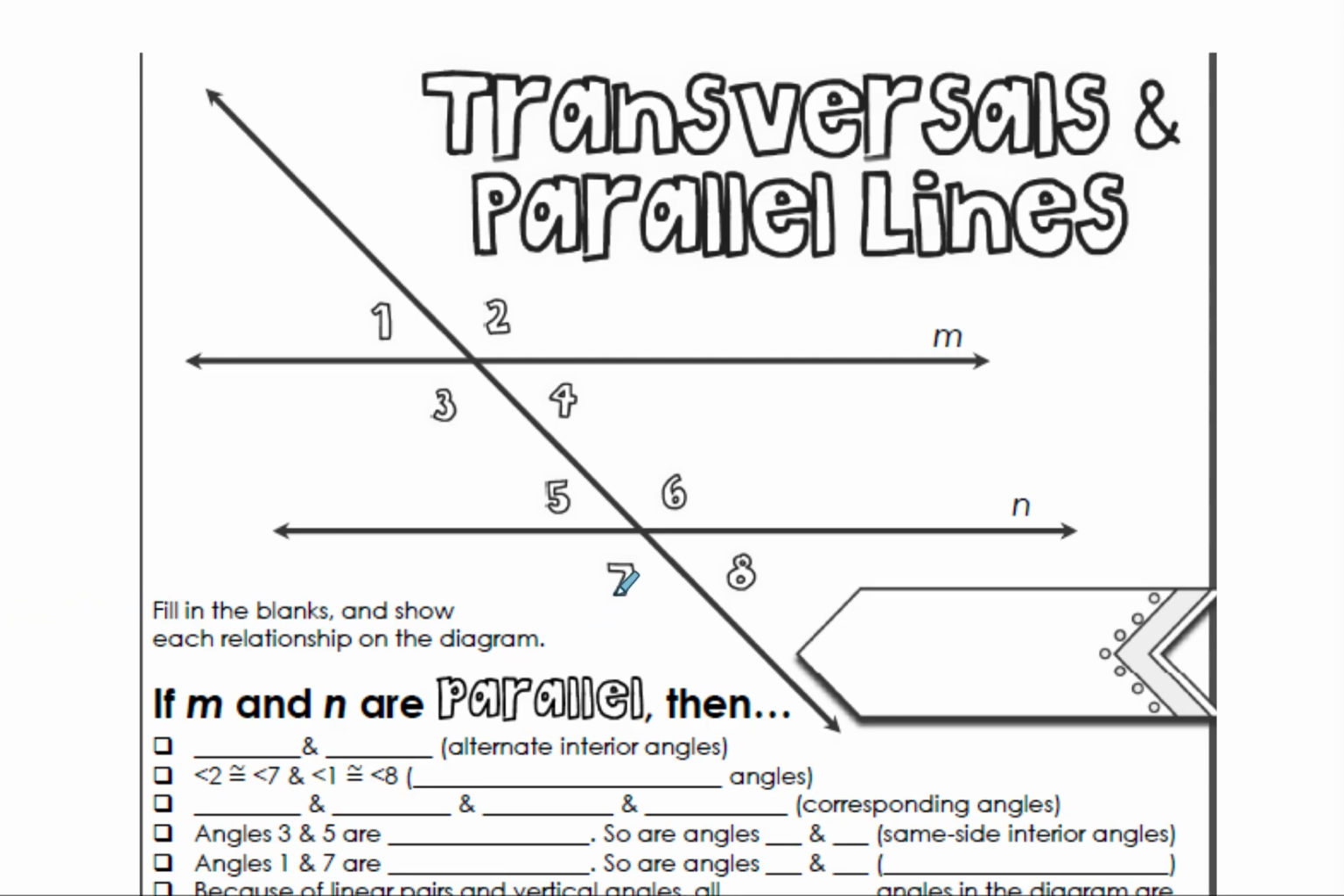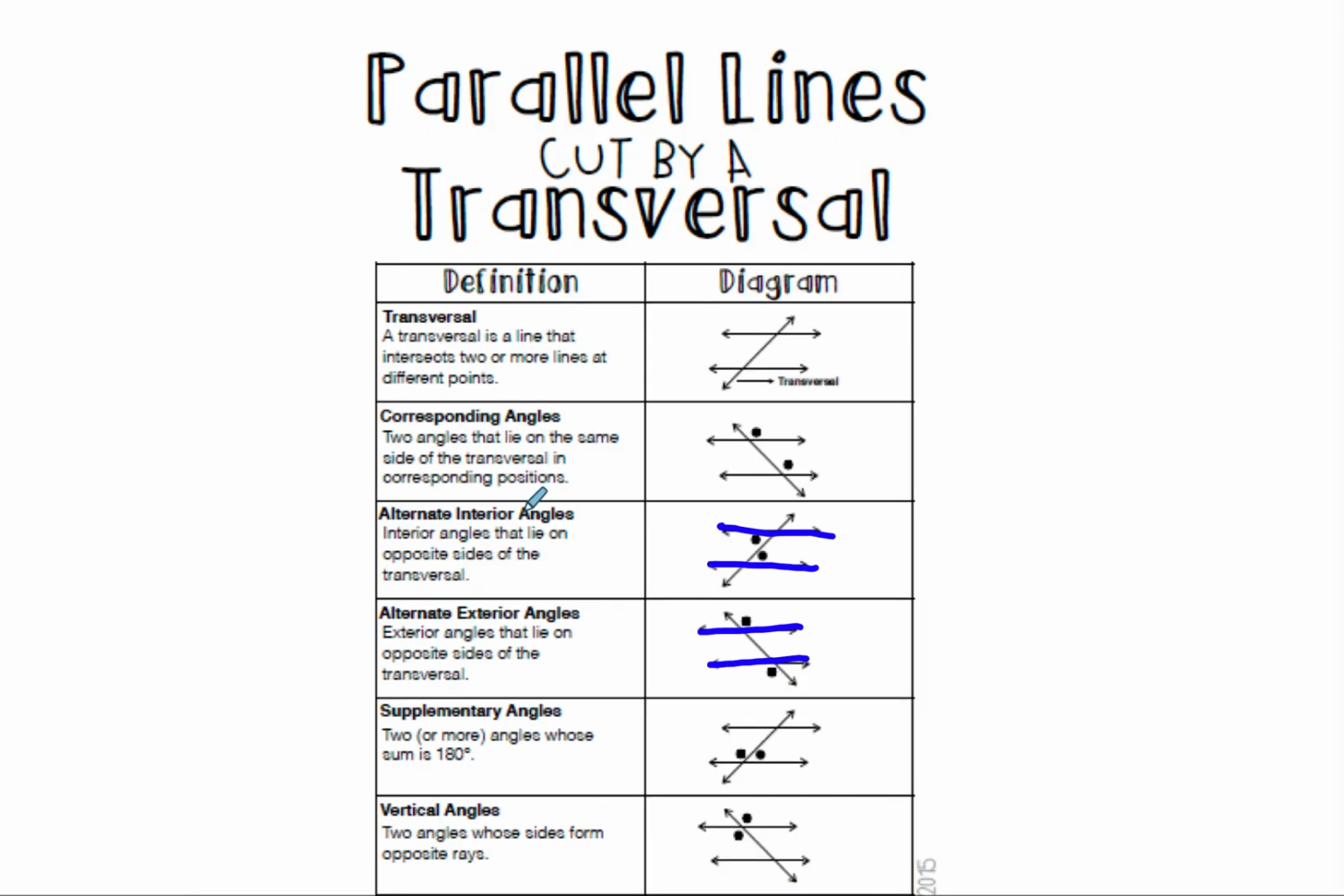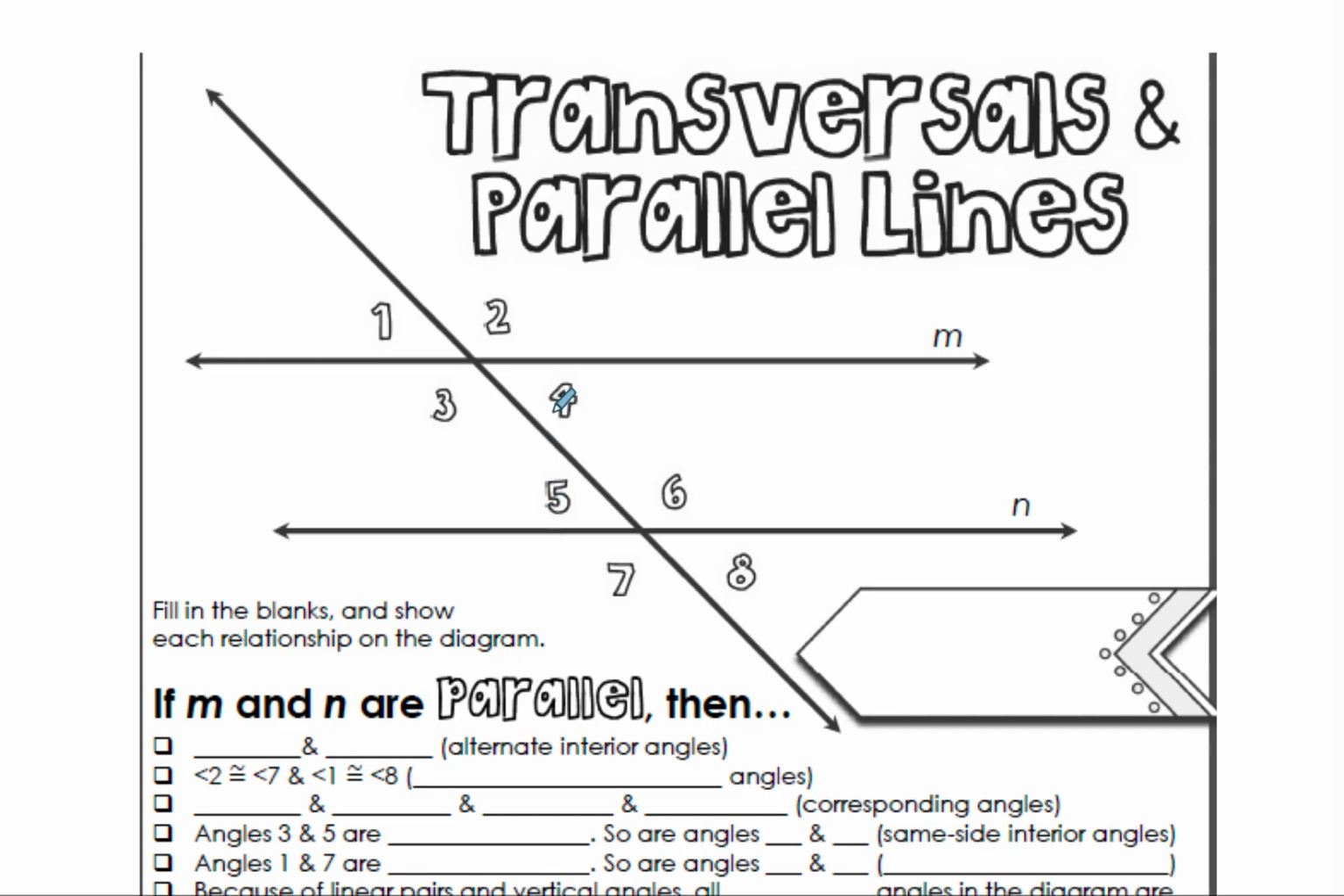Okay, so let's go ahead and take a look at our picture here and fill in the different relationships. Okay, blank and blank are alternate interior angles. So I'm just going to go back here. Alternate interior, opposite sides of the transversal, inside in between those two parallel lines. Okay, so let's see. 5 and 4, those are alternate interior. 5 and 4. And 6 and 3 are alternate interior.